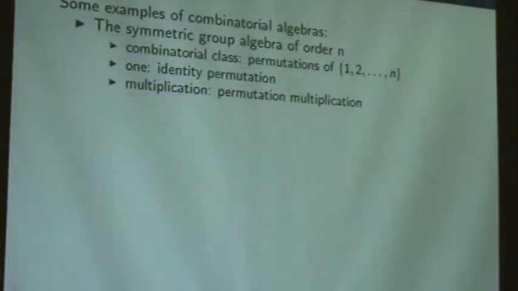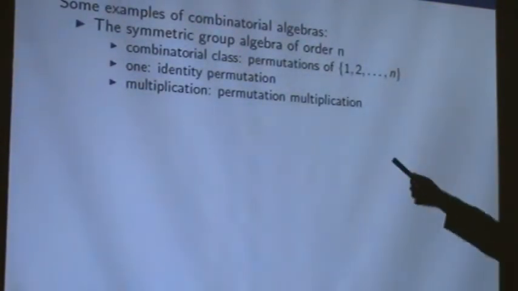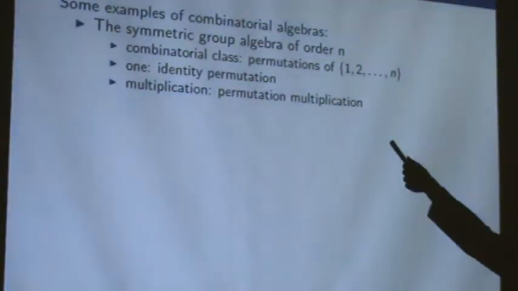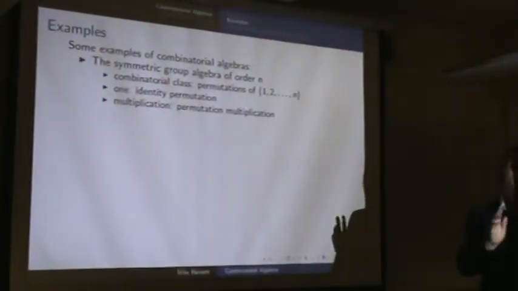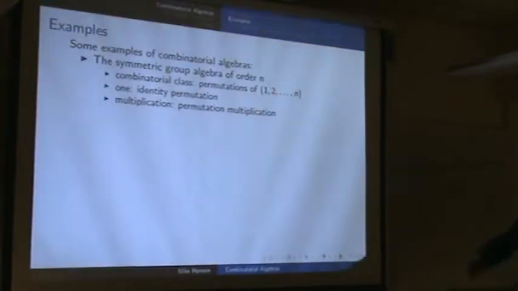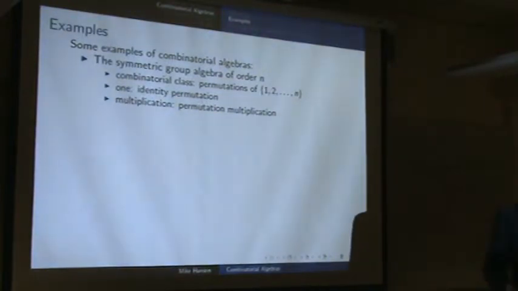The symmetric group algebra of order n. So these consist of linear combinations of permutations of size n. So the combinatorial class in this is these permutations. The one corresponds to the identity permutation, which is just 1, 2, 3, 4, all the way up to n. And you do multiplication in this algebra by just multiplying the permutations. If you think of permutations as bijections, then the multiplication is just a composition of those bijections.